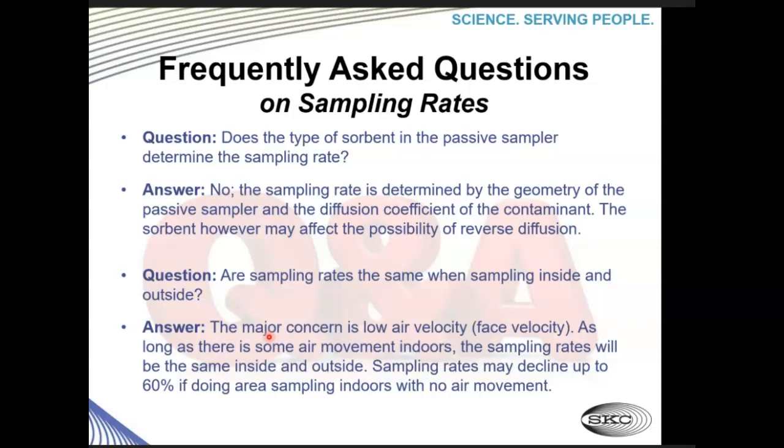Another popular question is, are sampling rates the same when sampling inside and outside? And this is a great question because I'm sure it comes into play pretty often. The major concern is low air velocity or face velocity. As long as there is some air movement indoors, the sampling rates will be the same inside and outside. But the sampling rates may decline up to 60% if doing air sampling indoors with no air movement. So again, when you're talking about passive sampling, that is definitely something to take into consideration.